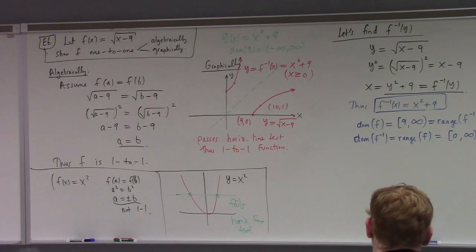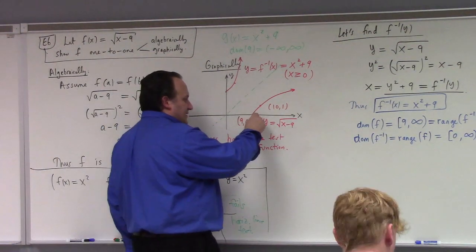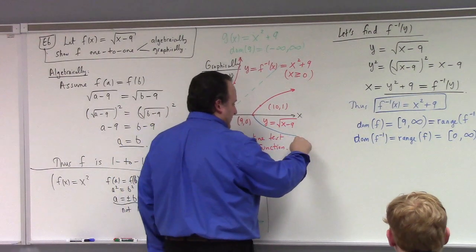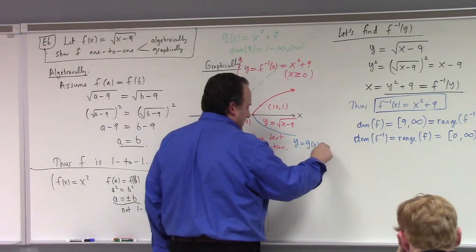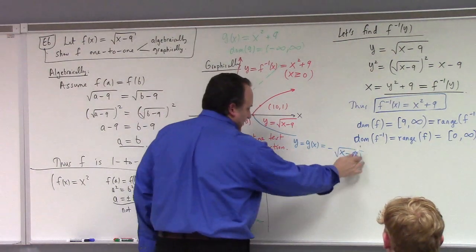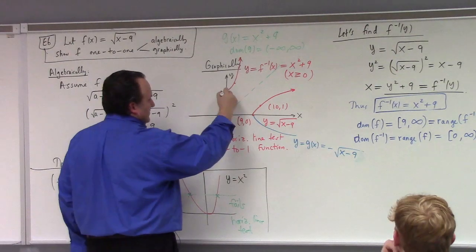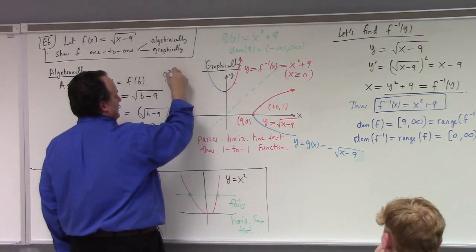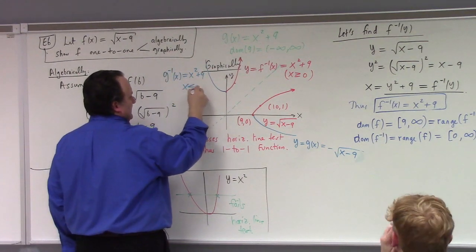Nobody? Okay. So here's a thought experiment. If instead I'd given you this, suppose that y equals g of x was actually minus the square root of x minus 9. Then if you go through the same song and dance, the inverse function would be like this: g inverse of x would be x squared plus 9, where x is less than or equal to 0.